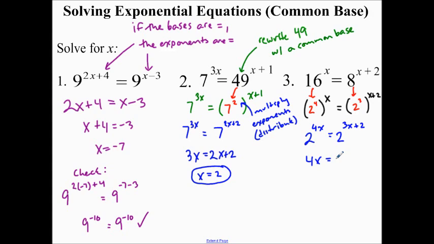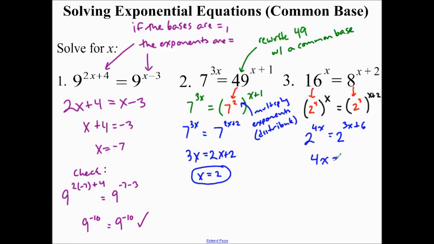I mean, the two sides are equal and the bases are equal, so the exponents must be equal. We subtract 3x from both sides. Oh, Mr. Clinton, you didn't distribute. Shame on you. Let's get it right. Let's erase everything. Back, back, back, back. All right, you got to get a plus 6 in there.